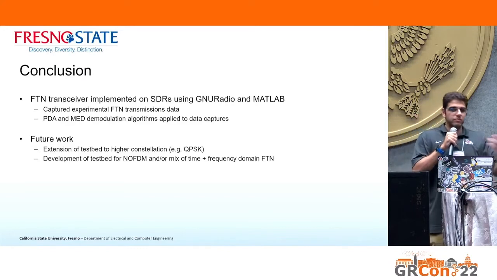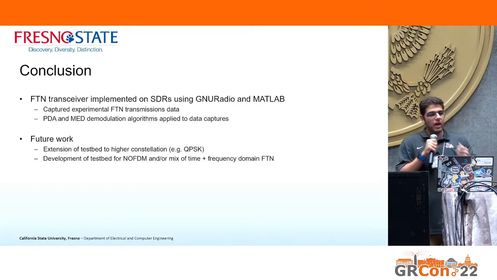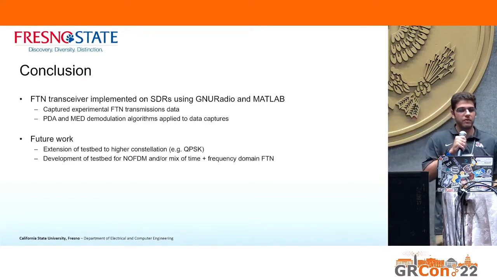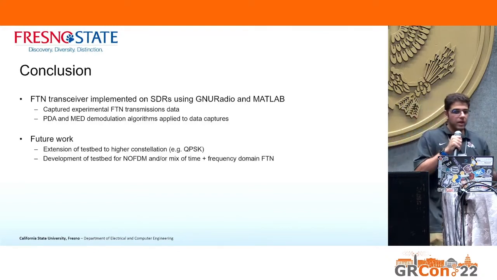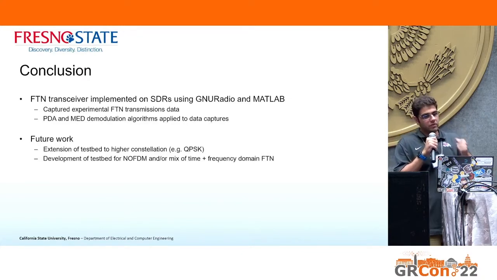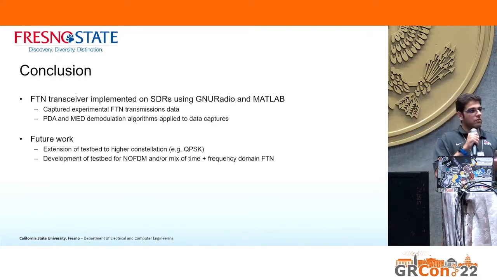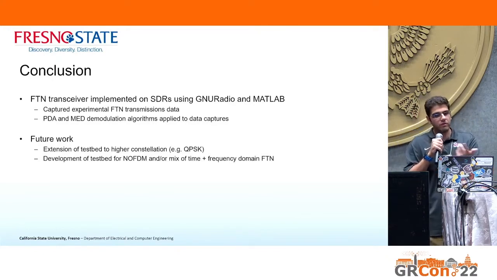What was done in this project, we were able to create a test bed for FTN signaling, and then capture data at various values of tau and feed them to these two different demodulation algorithms. For future work, we're still planning on experimenting with our test bed and capturing more data. But additional future work could involve extending the testbed to higher constellations, or potentially implementing FTN for frequency, where you would have non-orthogonal OFDM, and then a potential mix of the two, where you have time and frequency domain FTN. And so that's it.